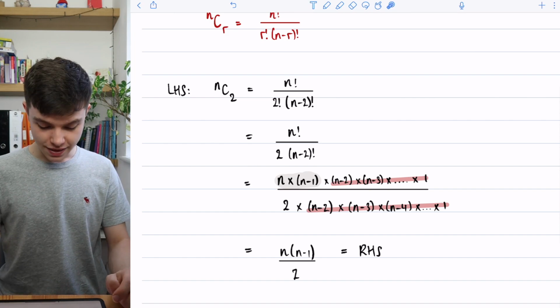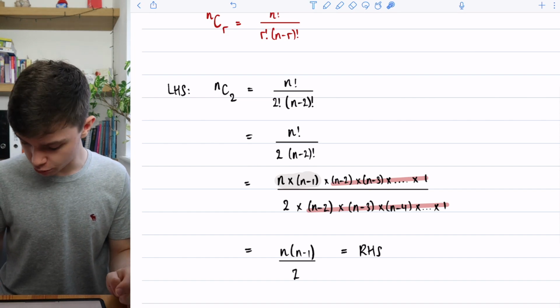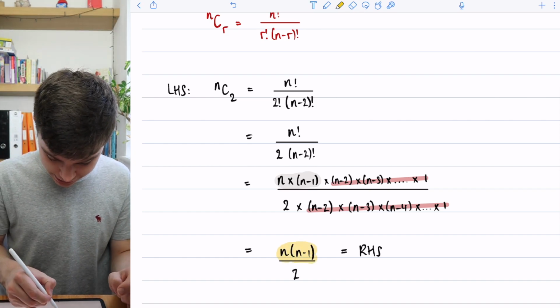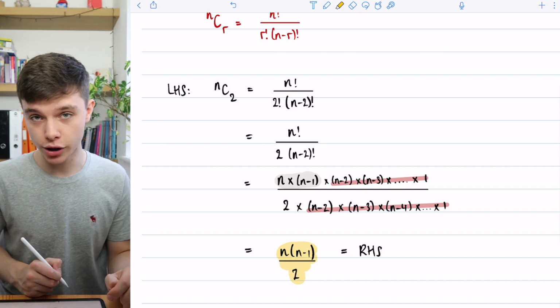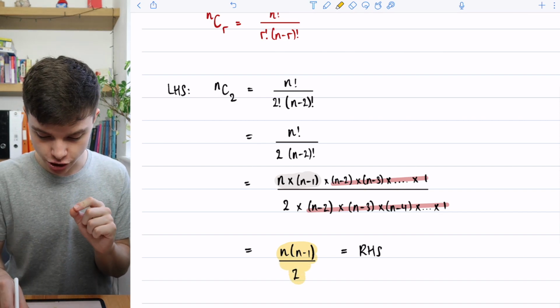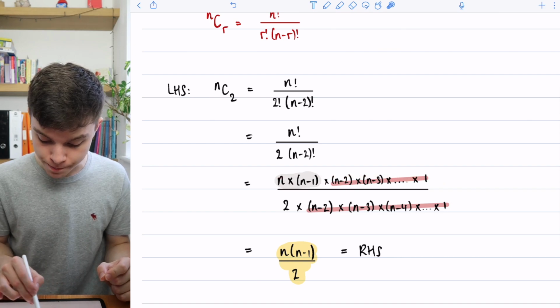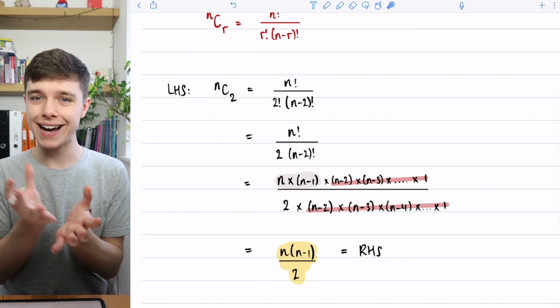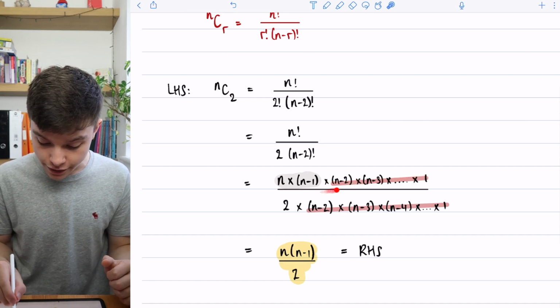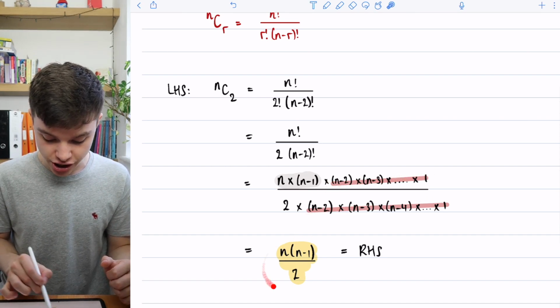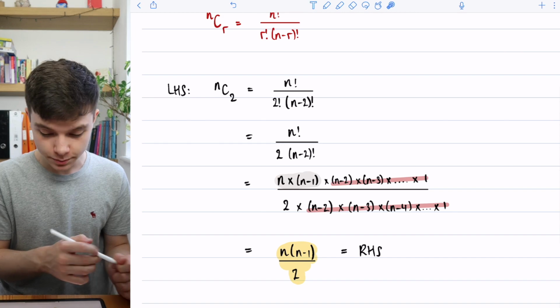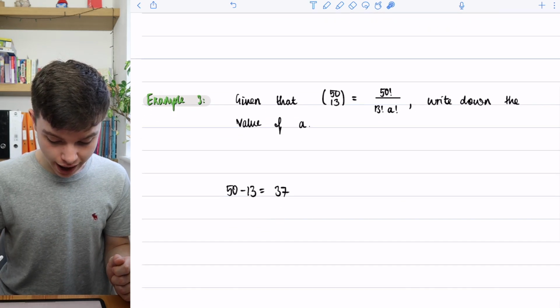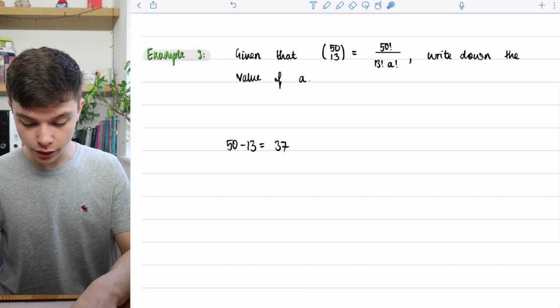So hopefully that makes some sense. Pretty simple proof, but you've got to basically break down the factorial and know the factorial definition so that you could have done this expansion to see what cancels. And in a factorial proof like that, it is more or less the cancelling that lets you get to your answer. Okay, so let's have a look at I think the final example for this video.